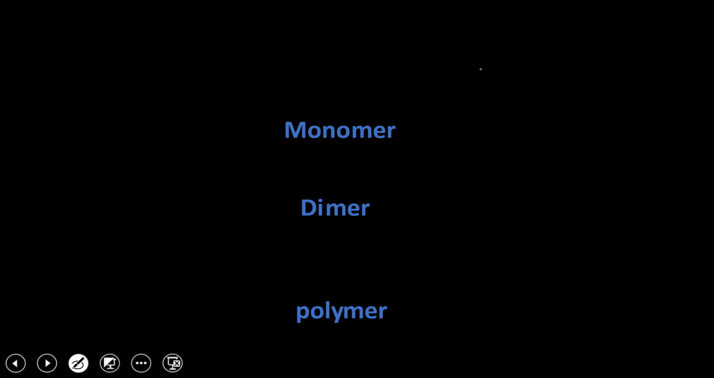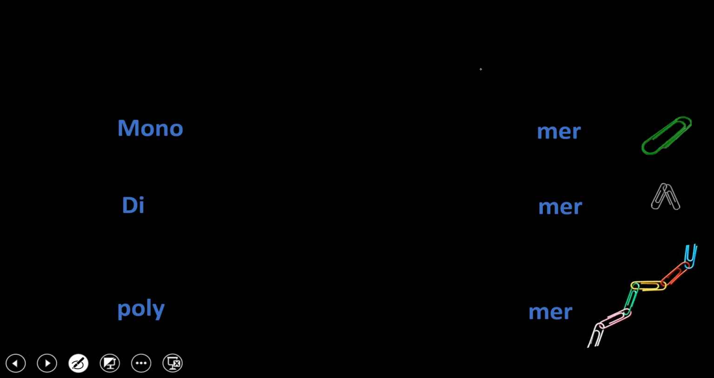Okay, so let's look at this another way. We have mono, mer. This suffix mer actually means unit or part. So a monomer would be one unit. If I were to use the analogy of paper clips, that would be one paper clip. The prefix di means two, so a dimer would be 2 units, 2 paper clips. The prefix poly would be many. Mer means unit or building block. That would be many paper clips. Okay?